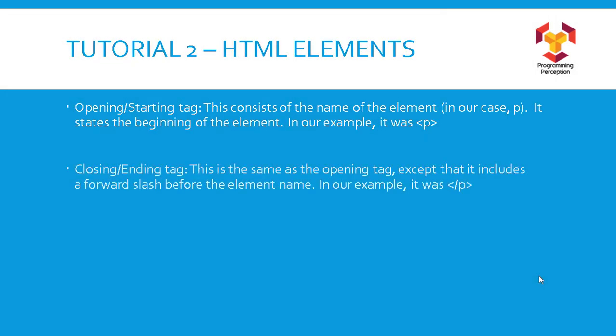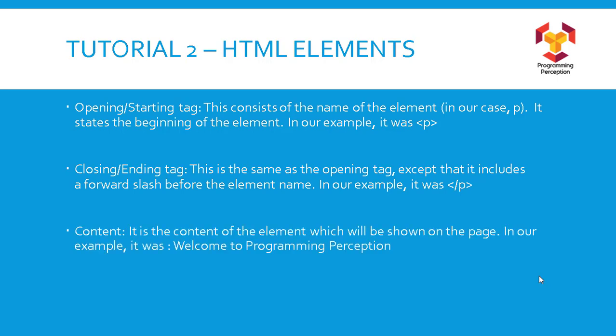Now let's understand what opening and closing tags are. The opening tag is also known as the starting tag, and the closing tag is also known as the ending tag. The opening tag is the normal name of the element, right? The closing tag looks just like the opening tag, except it has a forward slash in it. Now what is content? Something which we want to display, which we want to show on our web page, is the content. In our previous example, the content was "Welcome to programming."